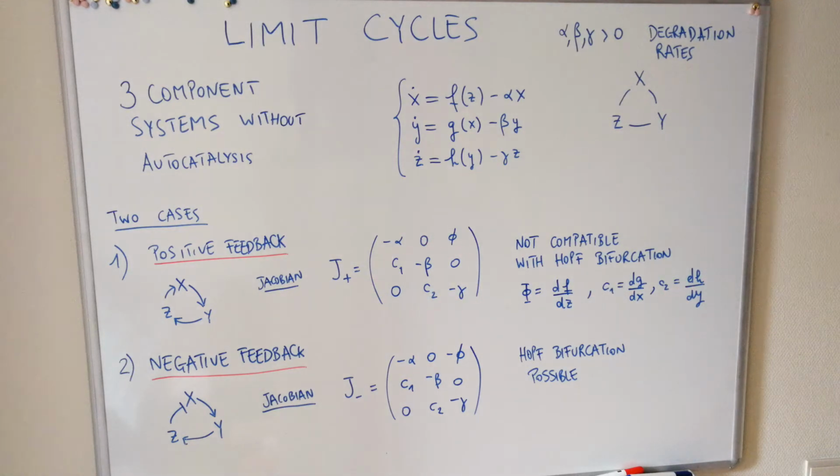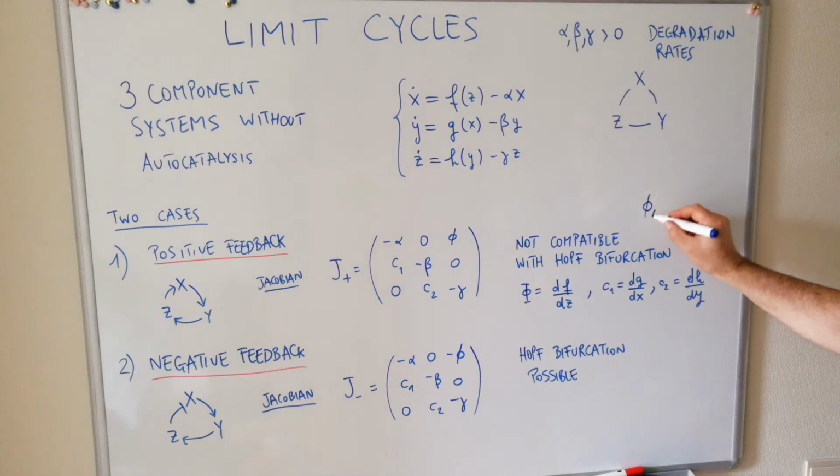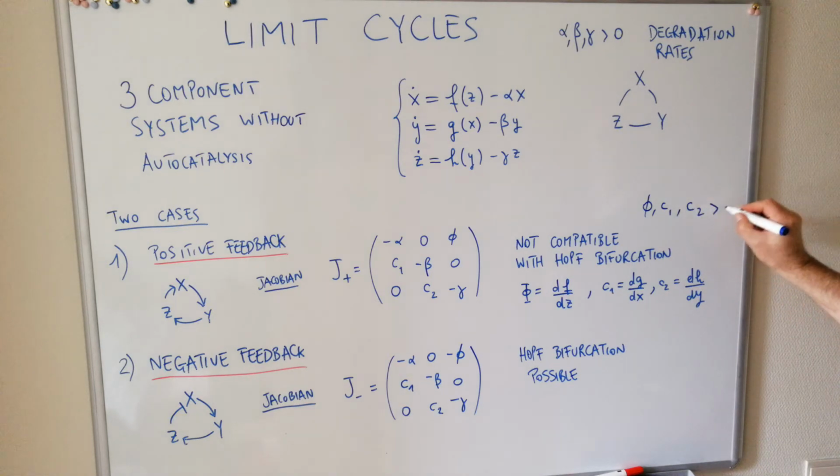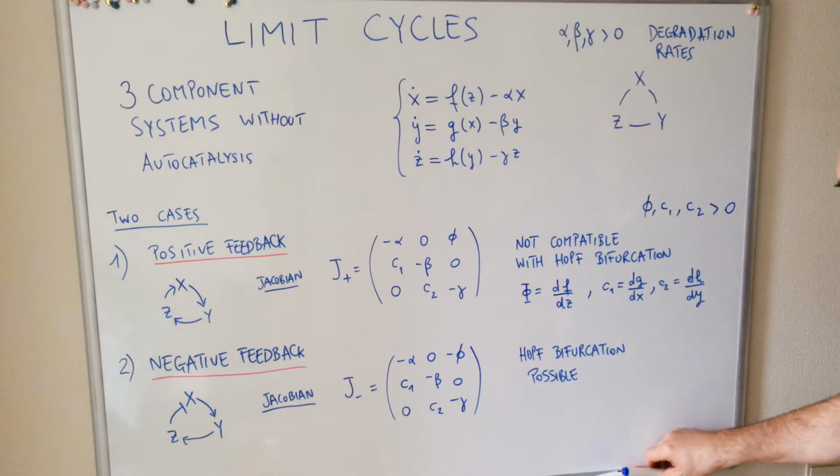So this is a simplified Jacobian. We have three zeros here, and we have off-diagonal terms phi, c1, and c2. I forgot to write here, and I will do it right away, that phi, c1, and c2 are positive. So this is a positive feedback. Phi is the derivative of f with respect to z. So if we have a positive feedback, if we have an activator here from z to x, this must have a positive sign. And the same for c1 and c2.